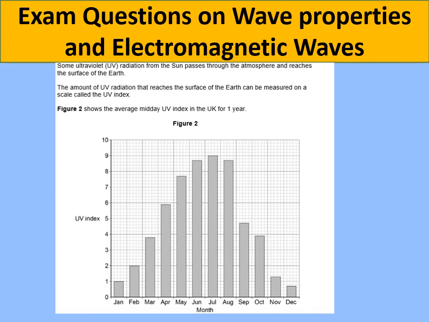So here we have a graph looking at ultraviolet radiation coming in from the sun, which passes through the atmosphere and reaches the surface of the Earth. The amount of UV radiation that reaches the surface can be measured on a scale called the UV index. The UV index is plotted on the y-axis and the months of the year on the x-axis, and figure 2 shows the average midday UV index in the UK over the course of a year, month by month. We are going to use this graph to compare some things.